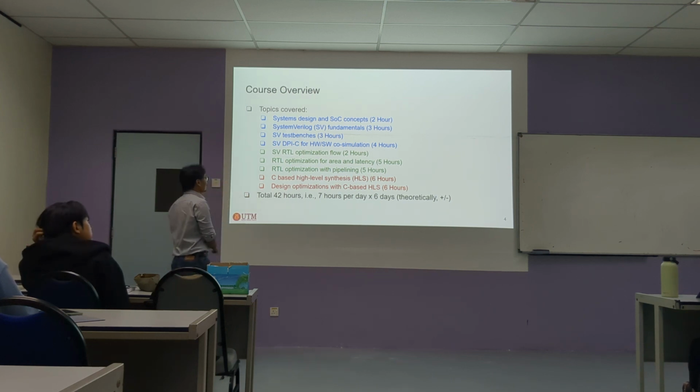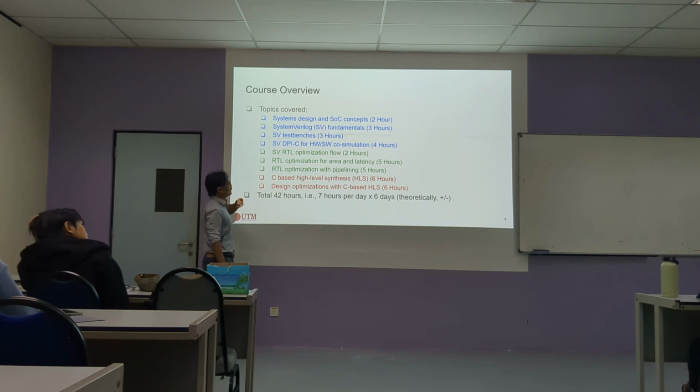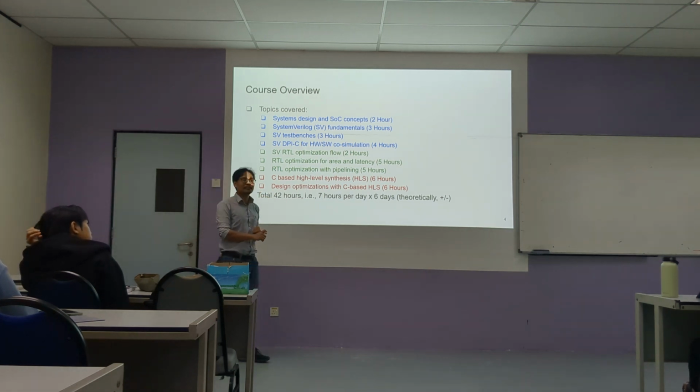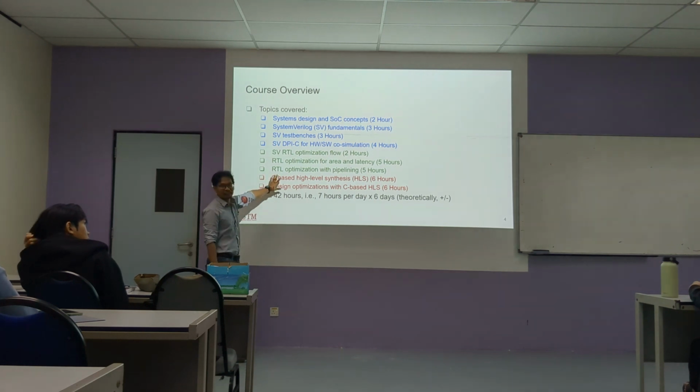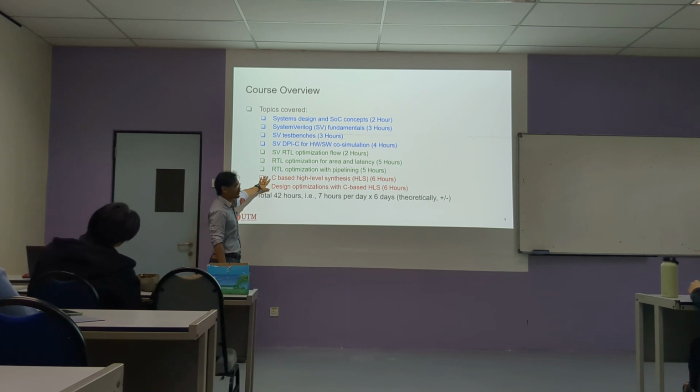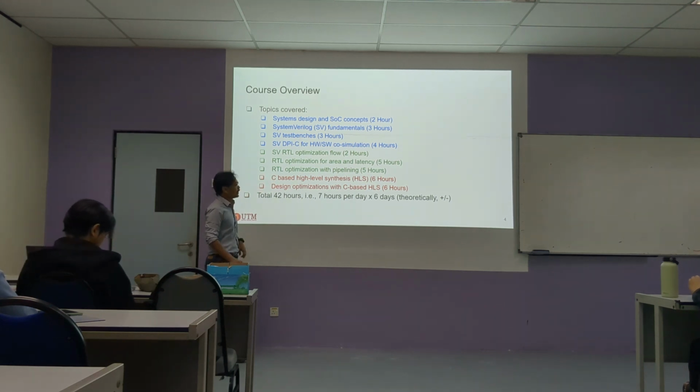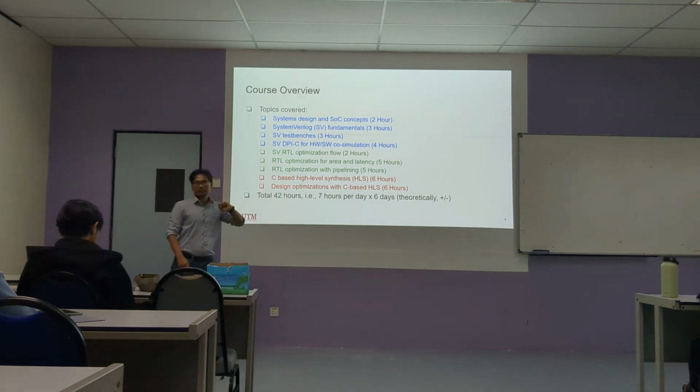And then in the next meeting, we cover the optimization flow: optimizing the system RTL for area, latency, and also looking at the pipelining methods. And then the last meeting is on high-level synthesis. This should be quite straightforward, actually. Just using the tools, we write our system in C, and then we generate the RTL from our C description. So total 40 hours.